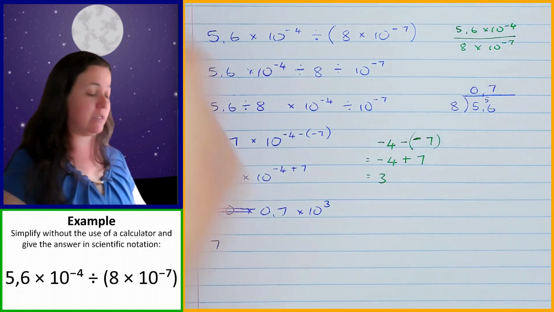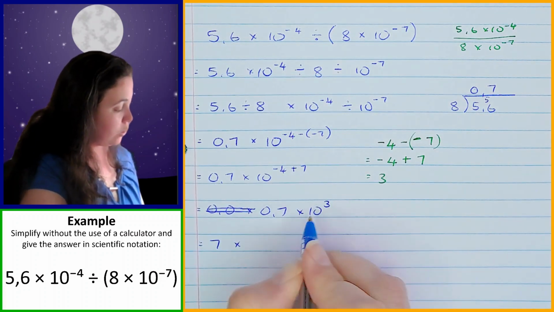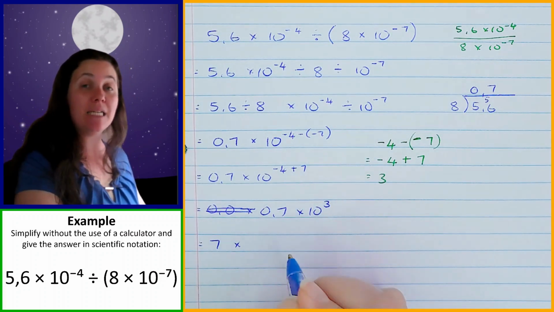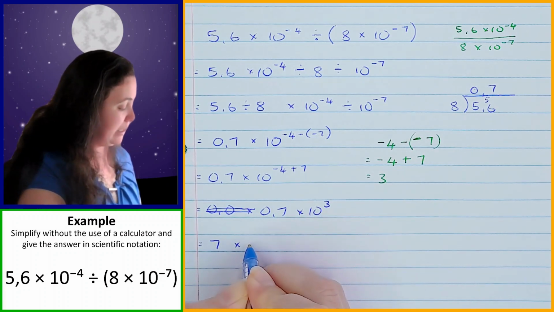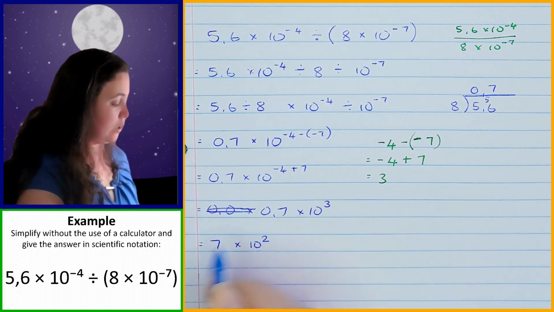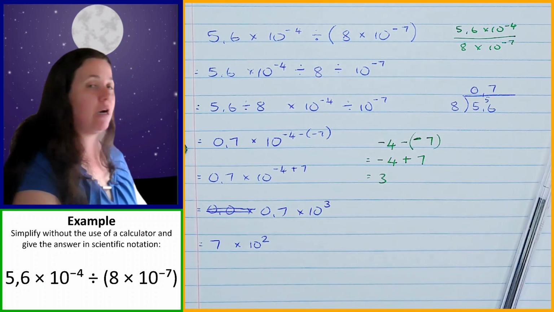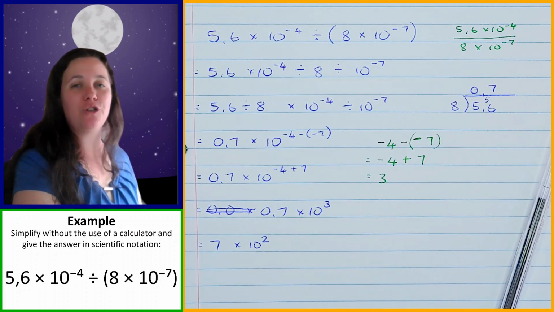I need to do the opposite. So if this was 10 to the power of 3, and if I divide it by 10, then my exponent is going to go down by 1. So it's going to be 10 to the power of 2. So that gives you 7 times 10 to the power of 2. So now I'm going to give you a few that you're going to do for yourself.